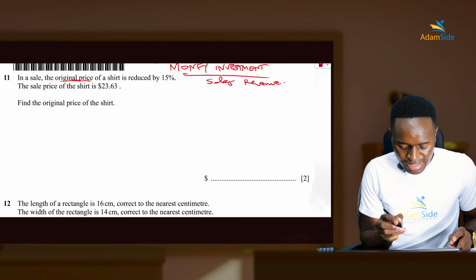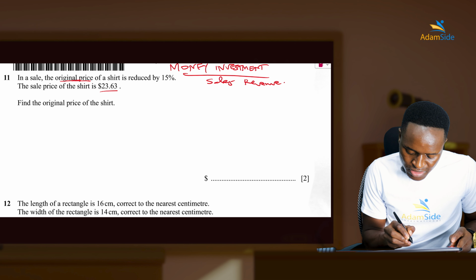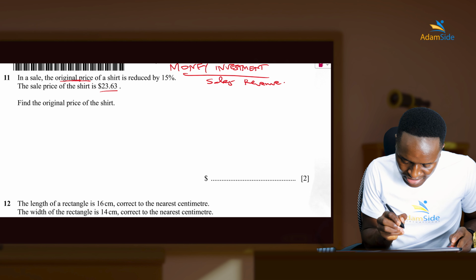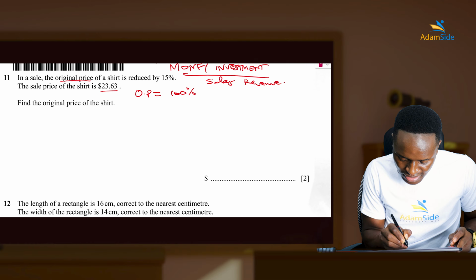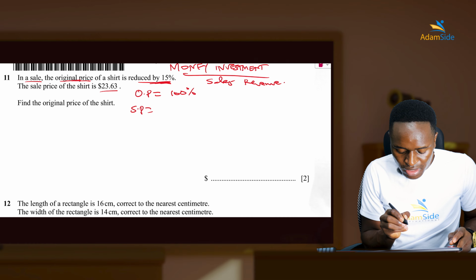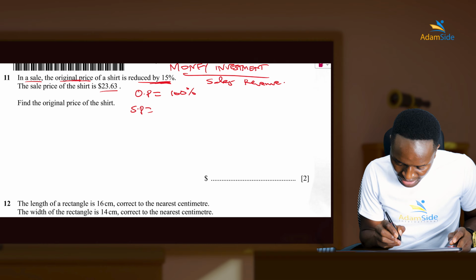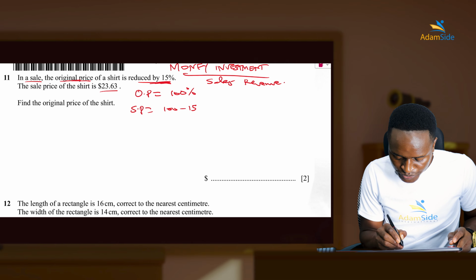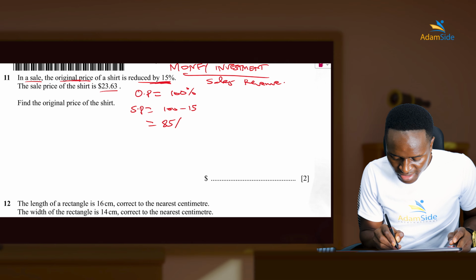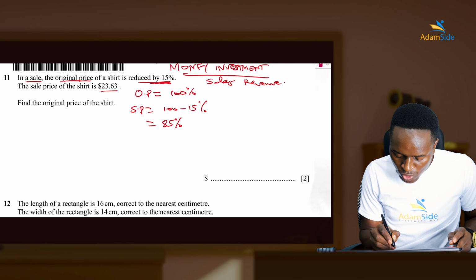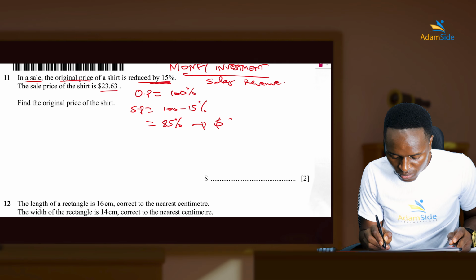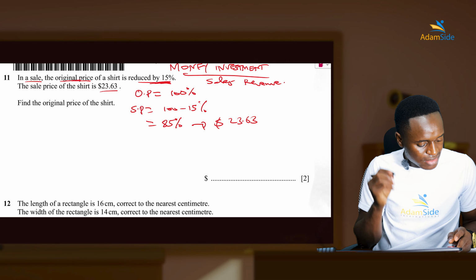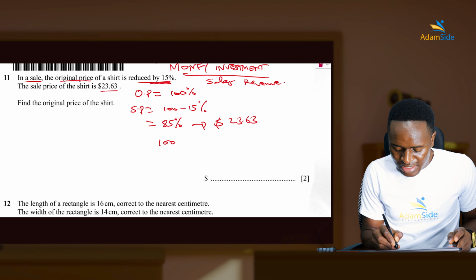The sale price of the shirt is $23.63. Therefore, if it's reduced, the original price is always at 100%. That means it's 100 minus 15, the discount. What do you get? You get 85. So 85% is equivalent to the price of $23.63. What about the original price, which is 100?